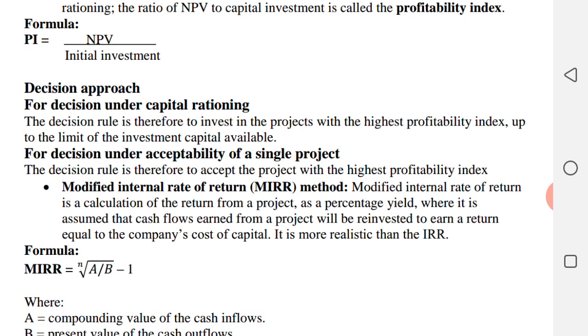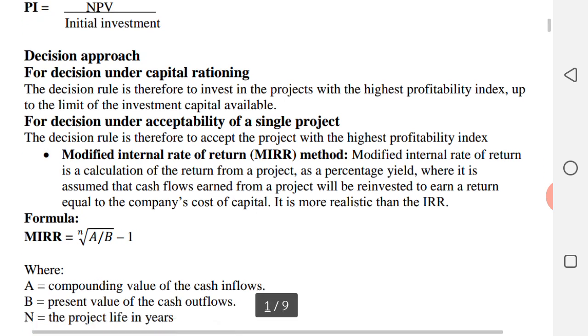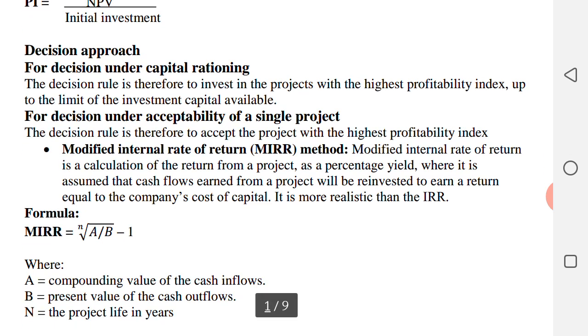That means you first calculate the NPV for each project. You now divide the NPV by the initial outflow, and then you get your PI. Then the one that has the highest PI, you rank them. Then you invest in them based on the capital available.